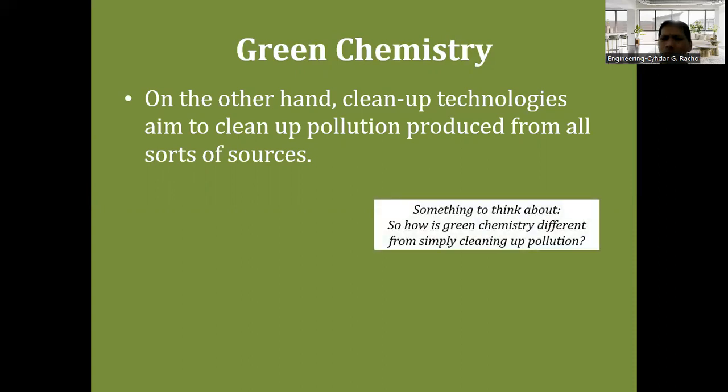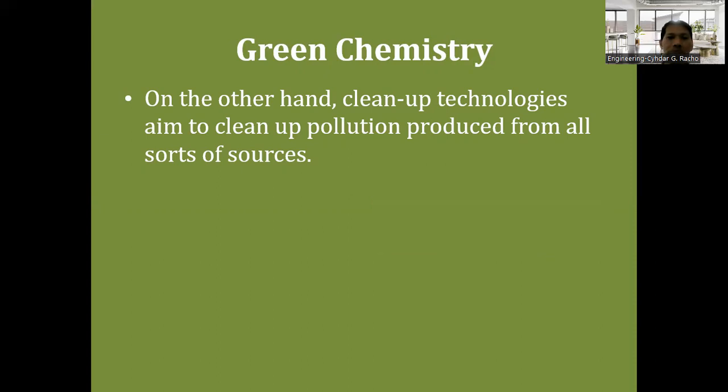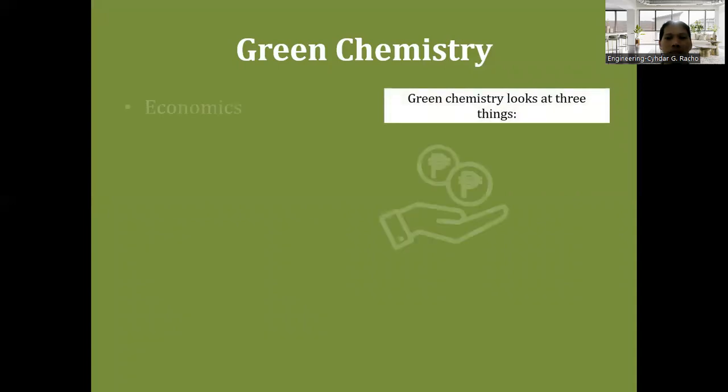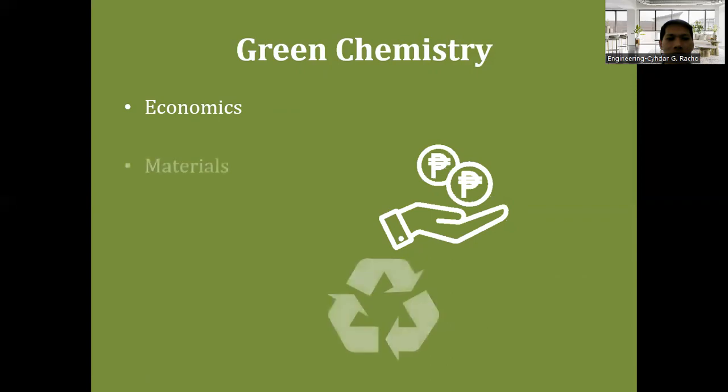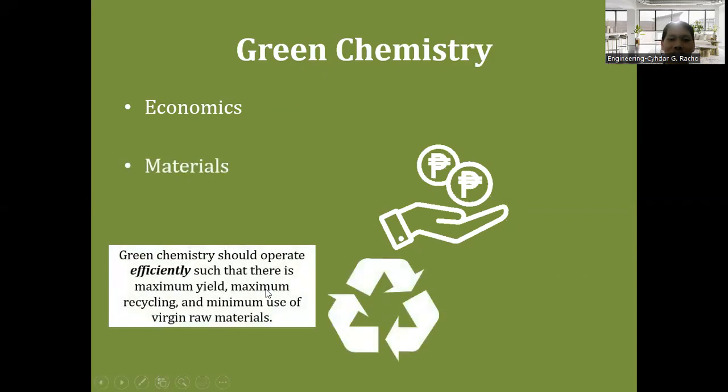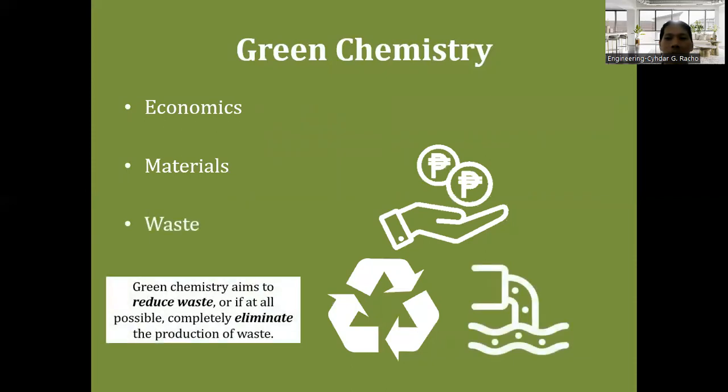So something to think about. How is green chemistry different from simply cleaning up the pollution? Green chemistry looks at three things. One, the economics. Green chemistry should aim to be less costly compared to the existing technologies. So take note of the words less costly. Another one, green chemistry should operate efficiently such that there is maximum yield, maximum recycling, and minimum use of virgin raw materials. And then the waste. Green chemistry aims to reduce the waste, or if at all possible, completely eliminate production of waste.